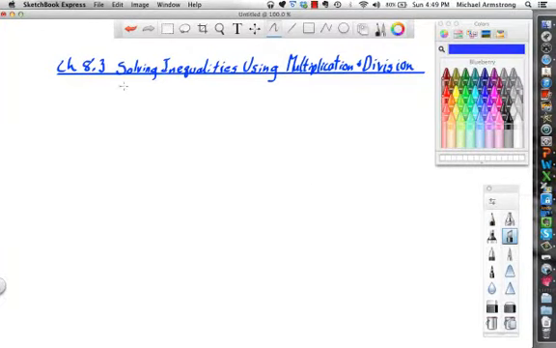Okay, chapter 8.3, solving inequalities using multiplication and division. The first thing we need to understand is the property: if you multiply each side of an equation by the same positive number, the inequality remains true. And we have to remember that it has to be a positive number. When we get into integers, negative numbers, etc., we'll find that there are maybe some different rules. But when you multiply each side by a positive number, the inequality remains true.